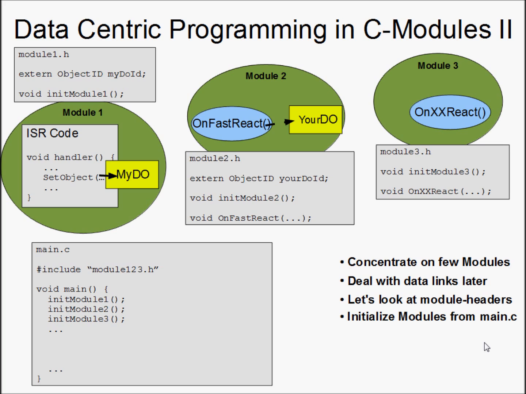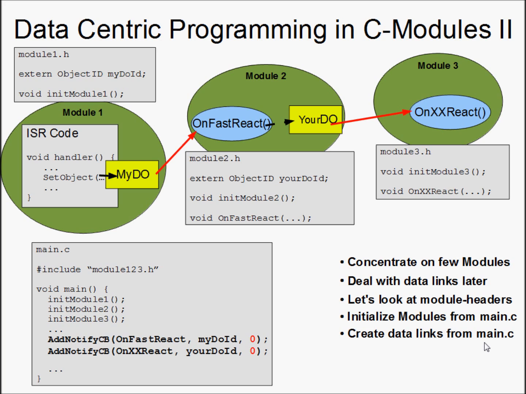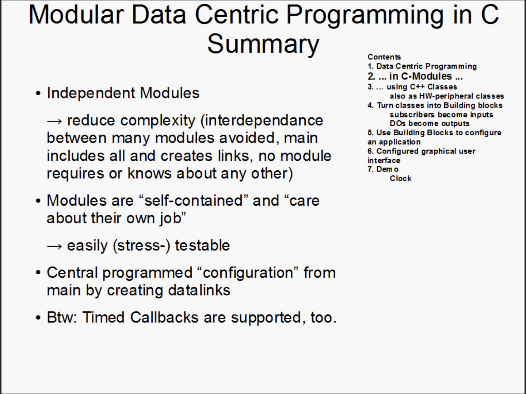Function main calls the initialization functions of all modules, and it adds the data links from a module's outgoing data object to another module's input subscriber callback functions. In summary, modular data-centric programming reduces complexity because no module knows anything about any other module, and the modules can easily be isolated, stress tested, and be reused in different contexts. Main.c, or CPP, knows all modules and is the central switchboard that links all modules' outputs to inputs and thereby spans up the whole application.